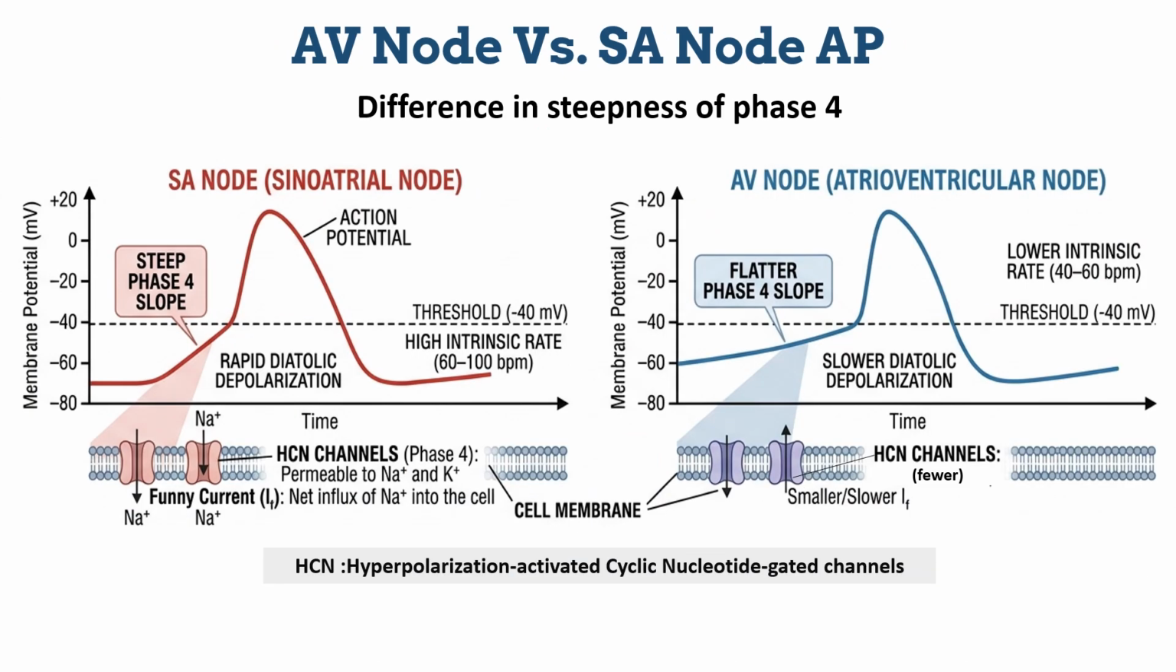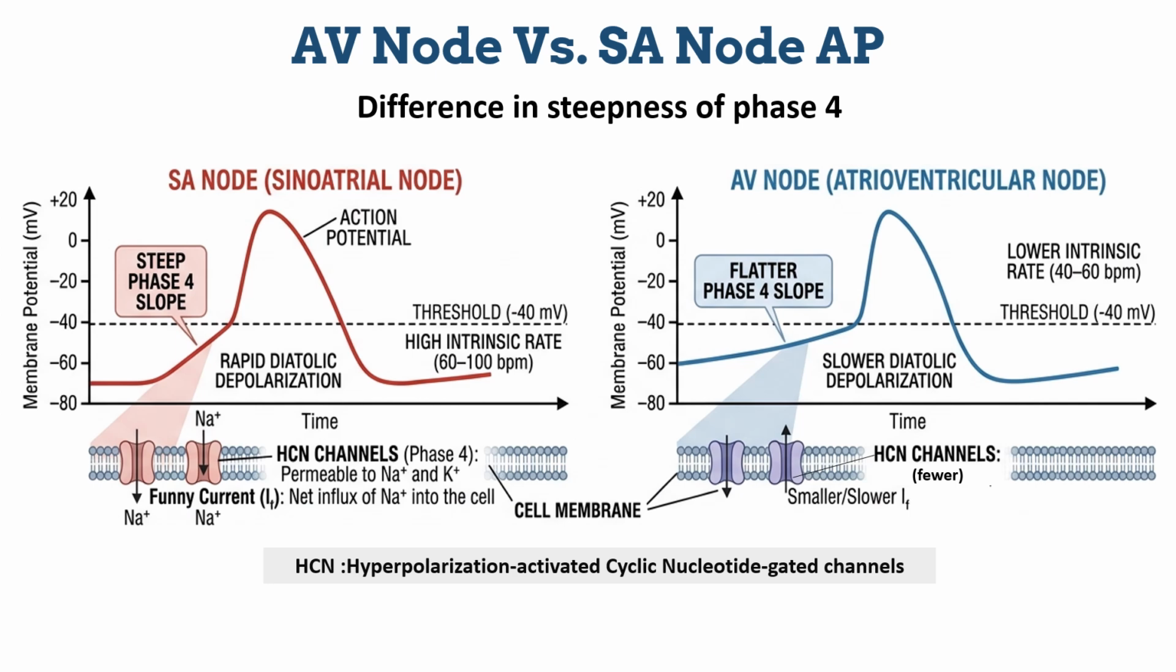The sinoatrial node and atrioventricular node generate similar slow response action potentials, but they differ in intrinsic firing rate and conduction speed due to differences in phase 4, which represents slow diastolic depolarization as the membrane potential moves toward a threshold of about -40 mV.